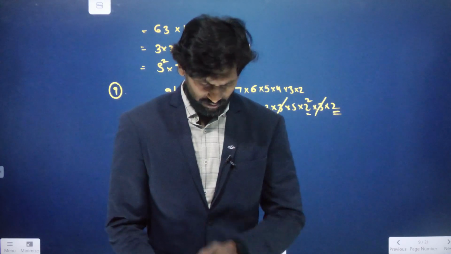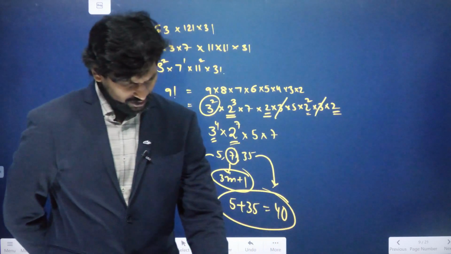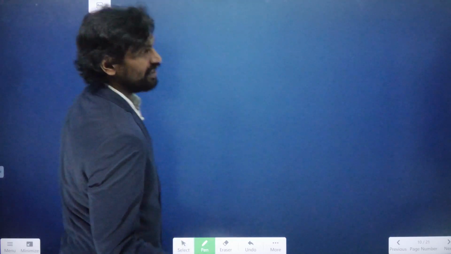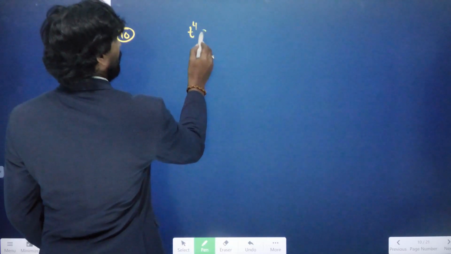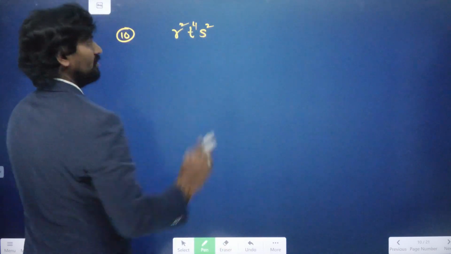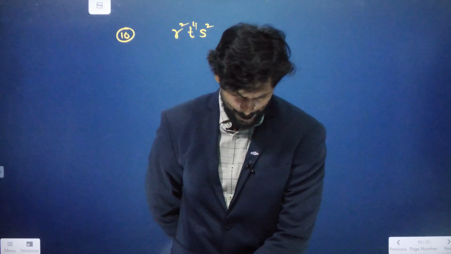Let us go on to problem number 10. That is, if R, S, T are prime numbers and P, Q are positive integers such that the LCM of P and Q is given in the format of R square T power 4 S square, then find the number of ordered pairs of P and Q. Yeah, let us take that.